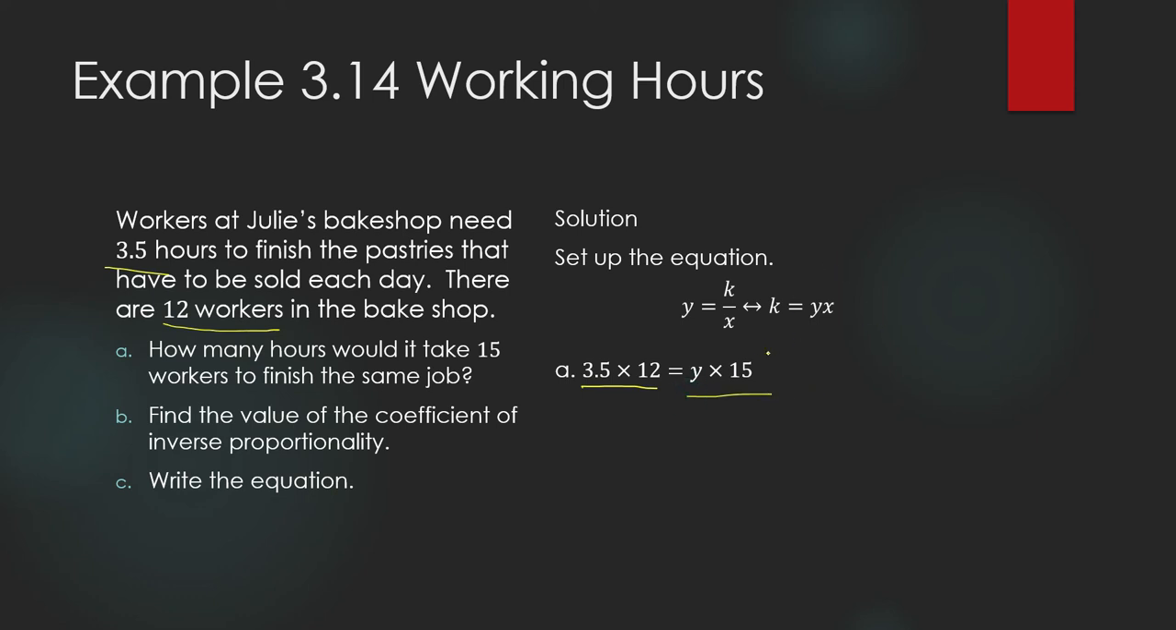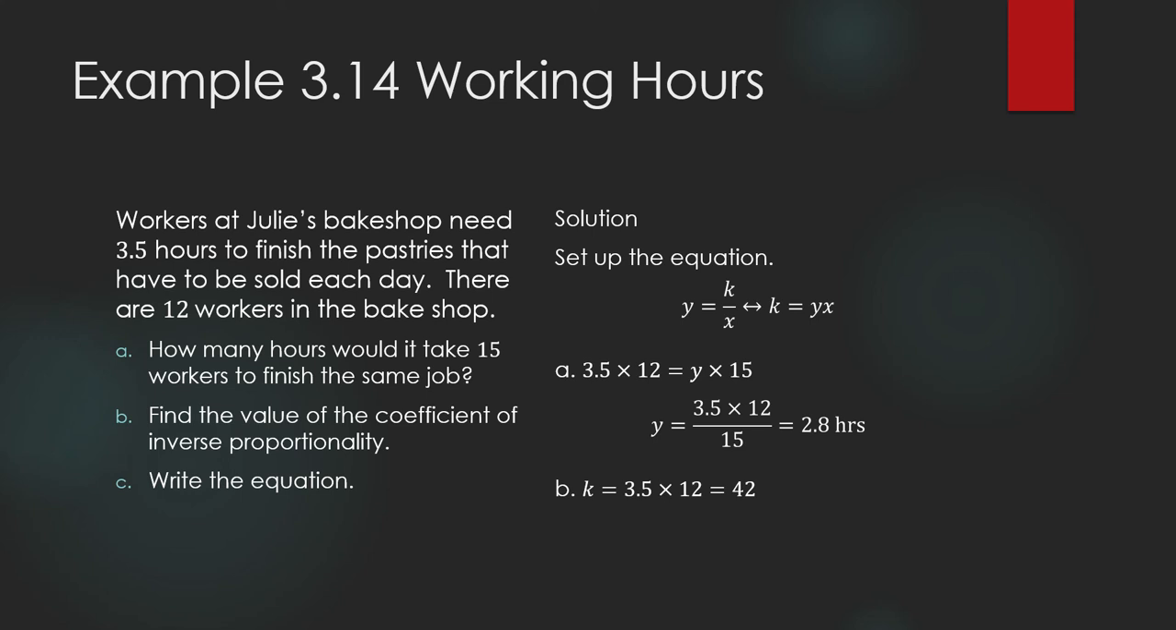It is also equal to y times 15. 15 is the number of workers who are now working on the job, and y is the time needed for 15 workers to finish the same job. These two must be equal. This constant is also equal to y times 15. Solve for y. Y is equal to 3.5 times 12 divided by 15. It is equal to 2.8 hours.